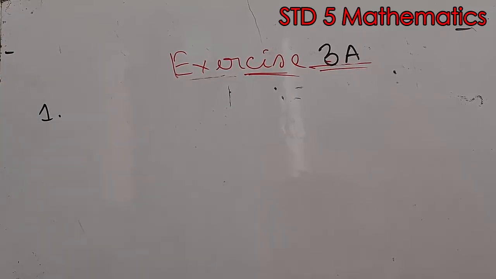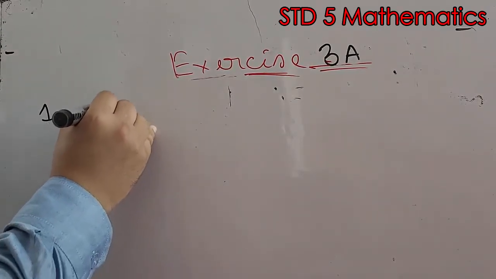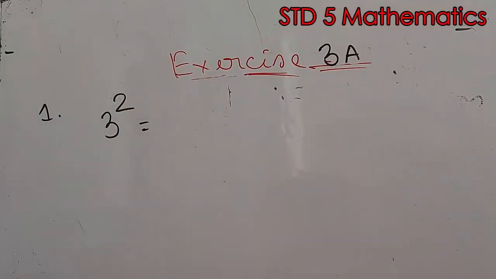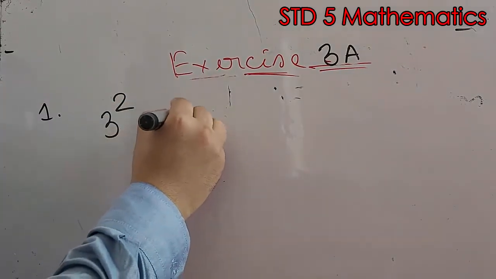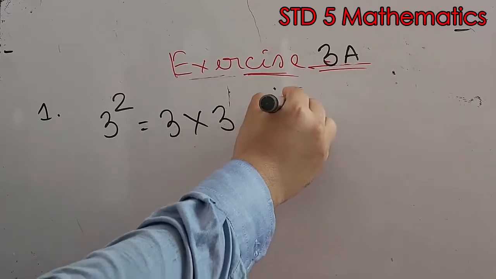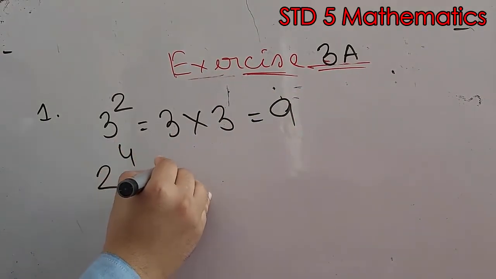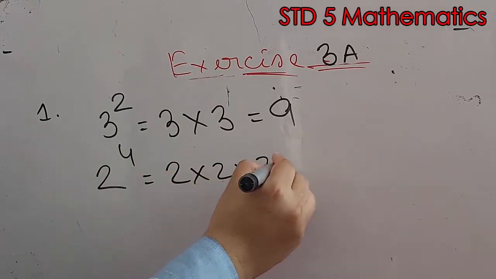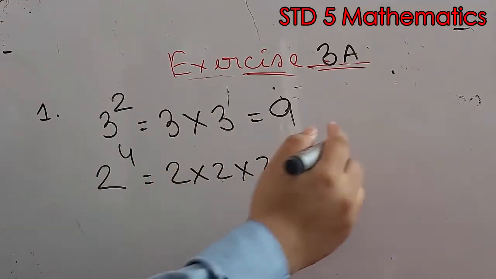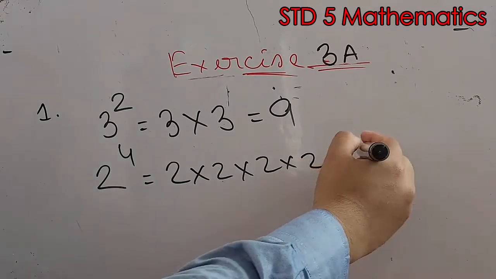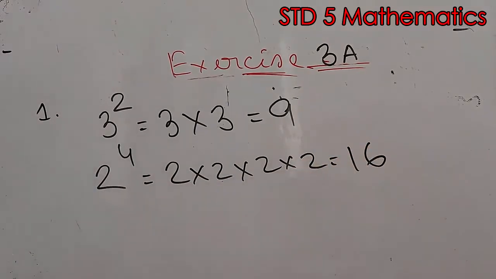Exercise 3A number 1. Write down the values of 3 square, 2 to the power 4, 5 cube, 6 cube, 7 square. So first one, 3 square. 3 square means 3 into 3. That means 9. 2 to the power 4 means 2 into 2 into 2 into 2. If you multiply every 2 here, then you will get 16.